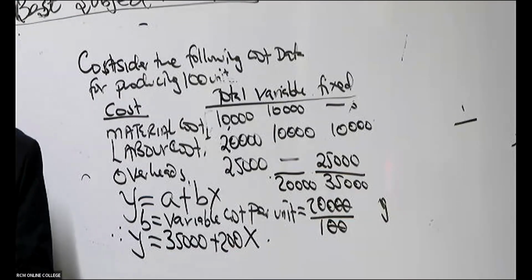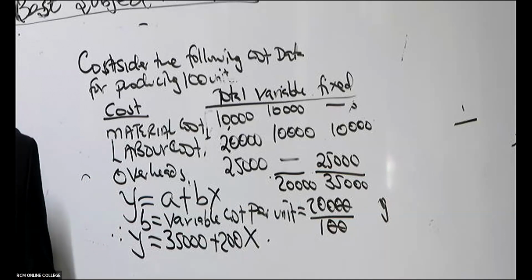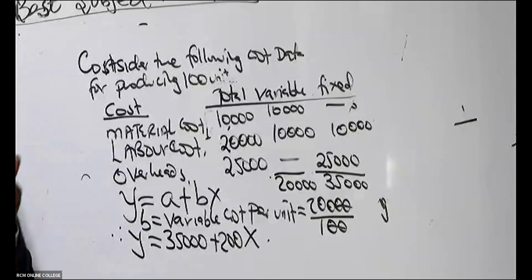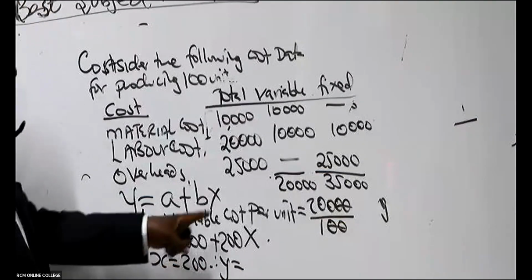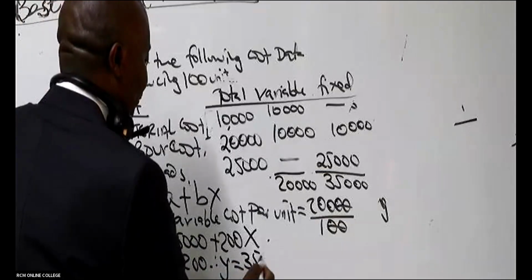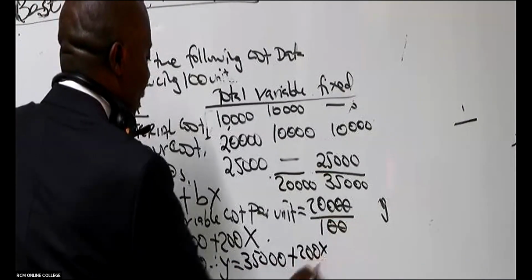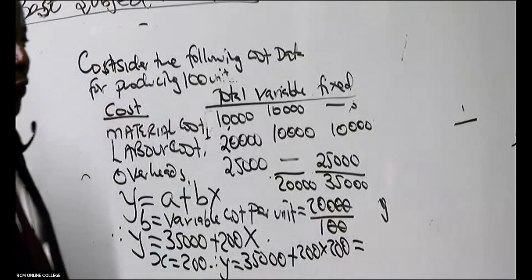So let me ask you a question. Have we finished doing the whole question? No. Because down there they wanted us as management accountants to do what? To estimate. We give them a cost estimate for producing how many units? 200 units. So then you ask yourself, when X equals 200, Y will be equal to what here? We have an equation. Y will be equal to 35,000 plus 200 times X, which is what here, somebody? 200.